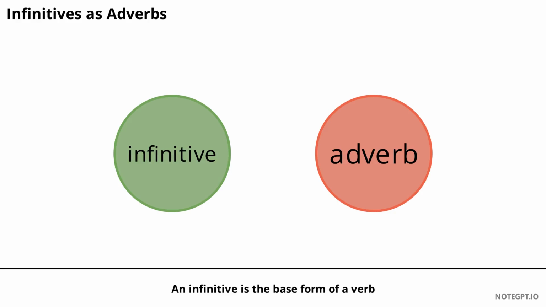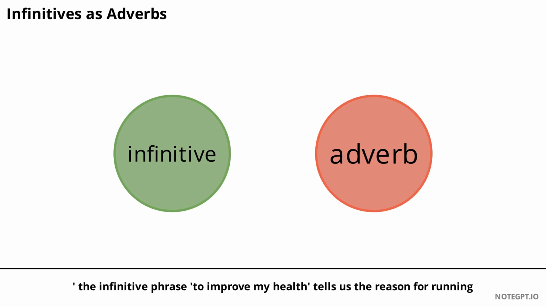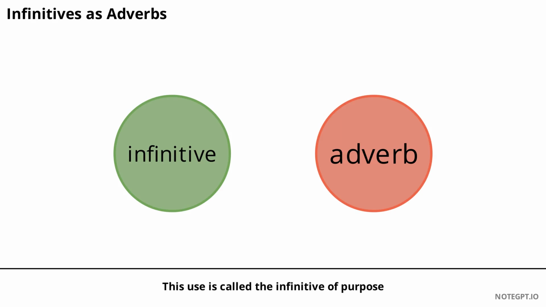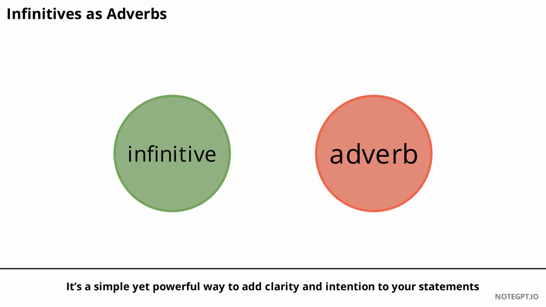An infinitive is the base form of a verb, usually preceded by "to." When used as an adverb, it modifies the main verb in a sentence, often explaining why something happens. For example, in the sentence, "I started running to improve my health," the infinitive phrase, "to improve my health," tells us the reason for running. This use is called the infinitive of purpose. It's a simple yet powerful way to add clarity and intention to your statements.